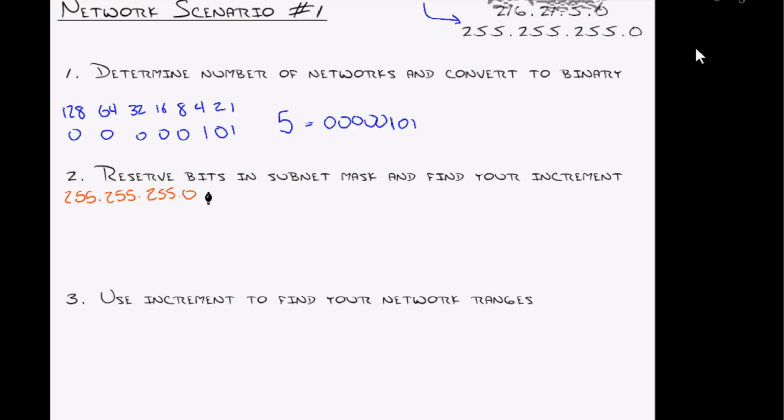So 255.255.255.0 is class C. Now, what's 255 in binary? All ones. That's the biggest number we can have, right? So 8 ones, 1, 2, 3, 4, 5, 6, 7, 8, dot, 8 more ones, 1, 2, 3, 4, 5, 6, 7, 8, dot, and now 0 in binary is just all zeros. 1, 2, 3, 4, 5, 6, 7, 8.